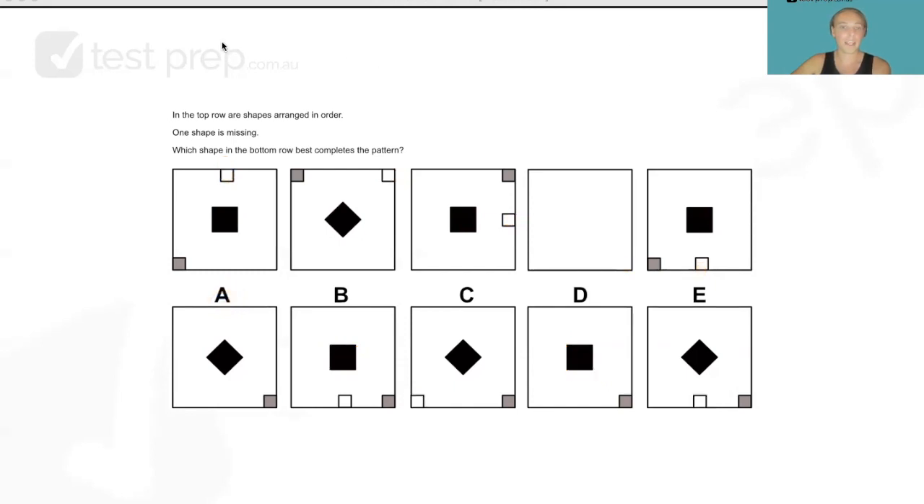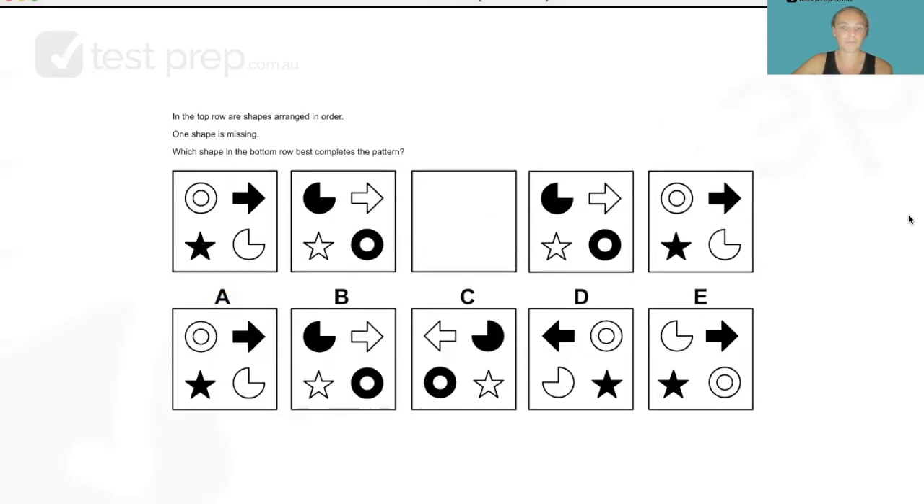Let's clear the board. And let's have a look at the next question. All right, so here we've got another missing frame or missing part of the pattern. So here we're missing the third frame. So let's have a look at what's going on. There's a lot happening here. Stand back, see if there's anything that jumps out at you.